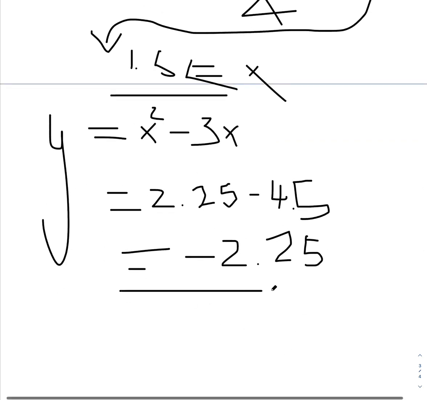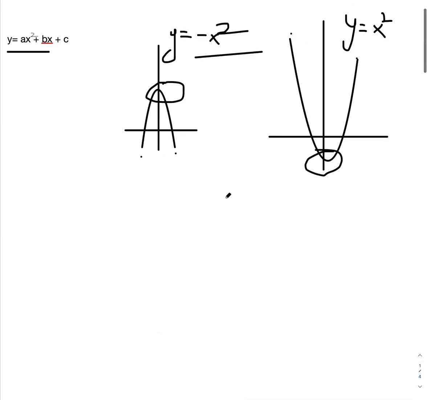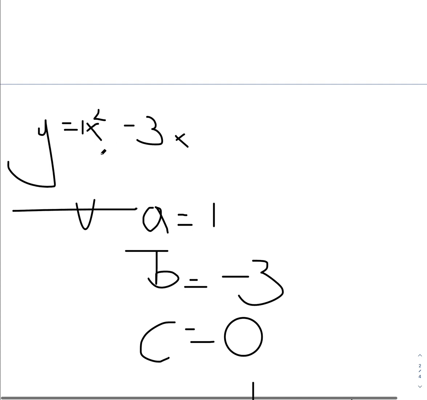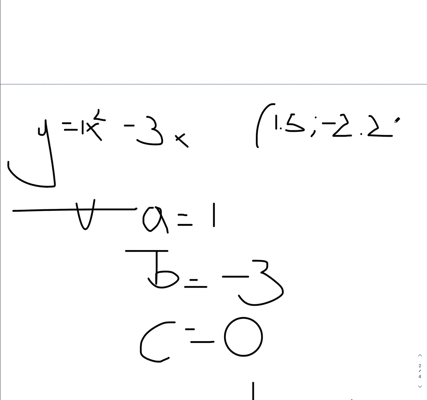So that's our y. Okay, and we found the minimum point. We have found the minimum point of this graph, or we could say this equation. Our minimum point is like this: 1.5, that's our x coordinate, and our y coordinate is gonna be negative 2.25. So that's how we found our minimum point.